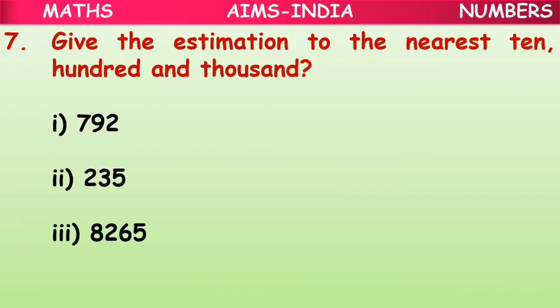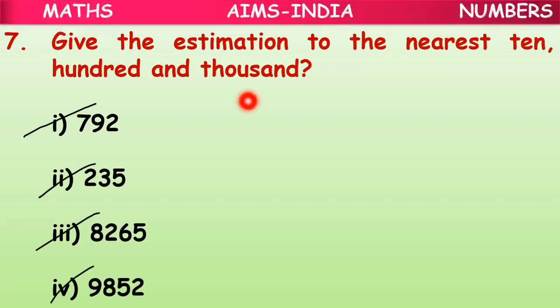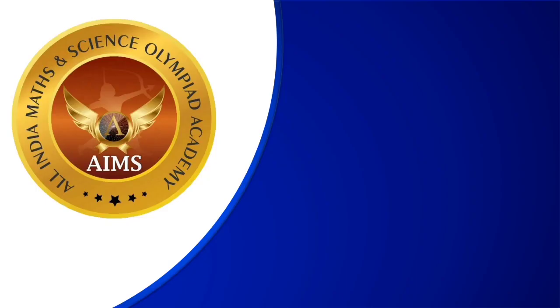See, now these are your homework problems. These 4 questions. What should we do? Give the estimation to the nearest tens, hundreds and thousands. Each number you have to estimate for all the 3 tens, hundreds and thousands. Hope you understood today's class.